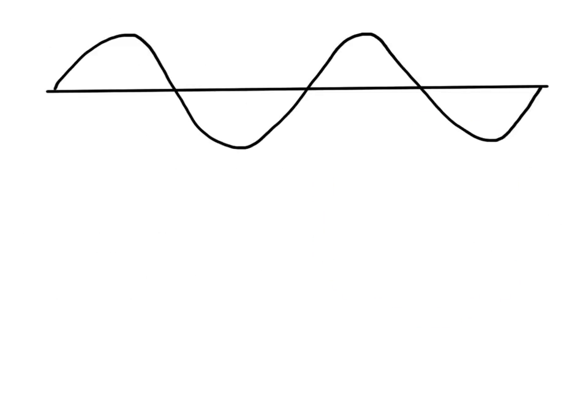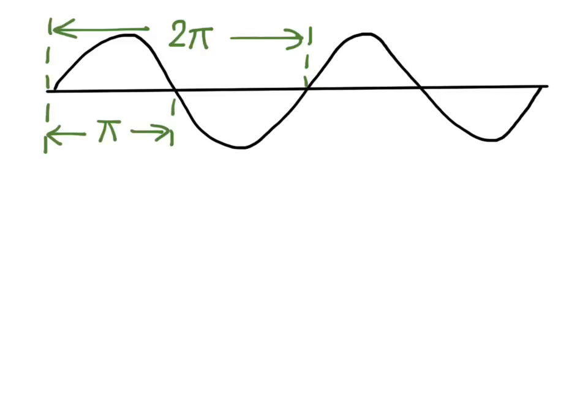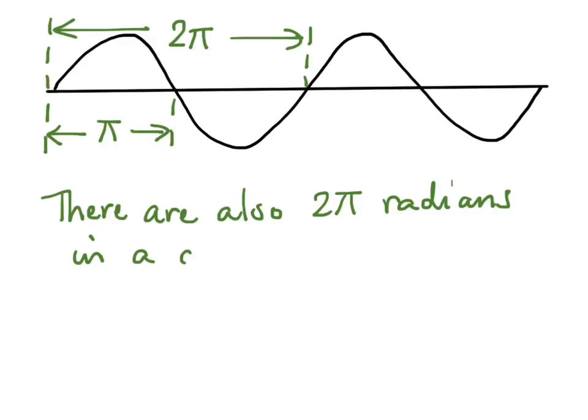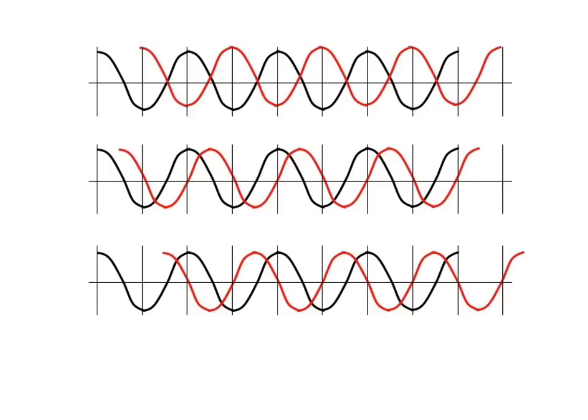So here we have a cycle again. And this time a complete cycle, rather than calling it 360 degrees, we can call it 2 pi radians, one complete cycle. So half a cycle is pi radians, and so on. If you do a quarter of a cycle, it would be pi by 2, and so on. So 2 pi radians in a circle, and also 2 pi radians in a complete wave.